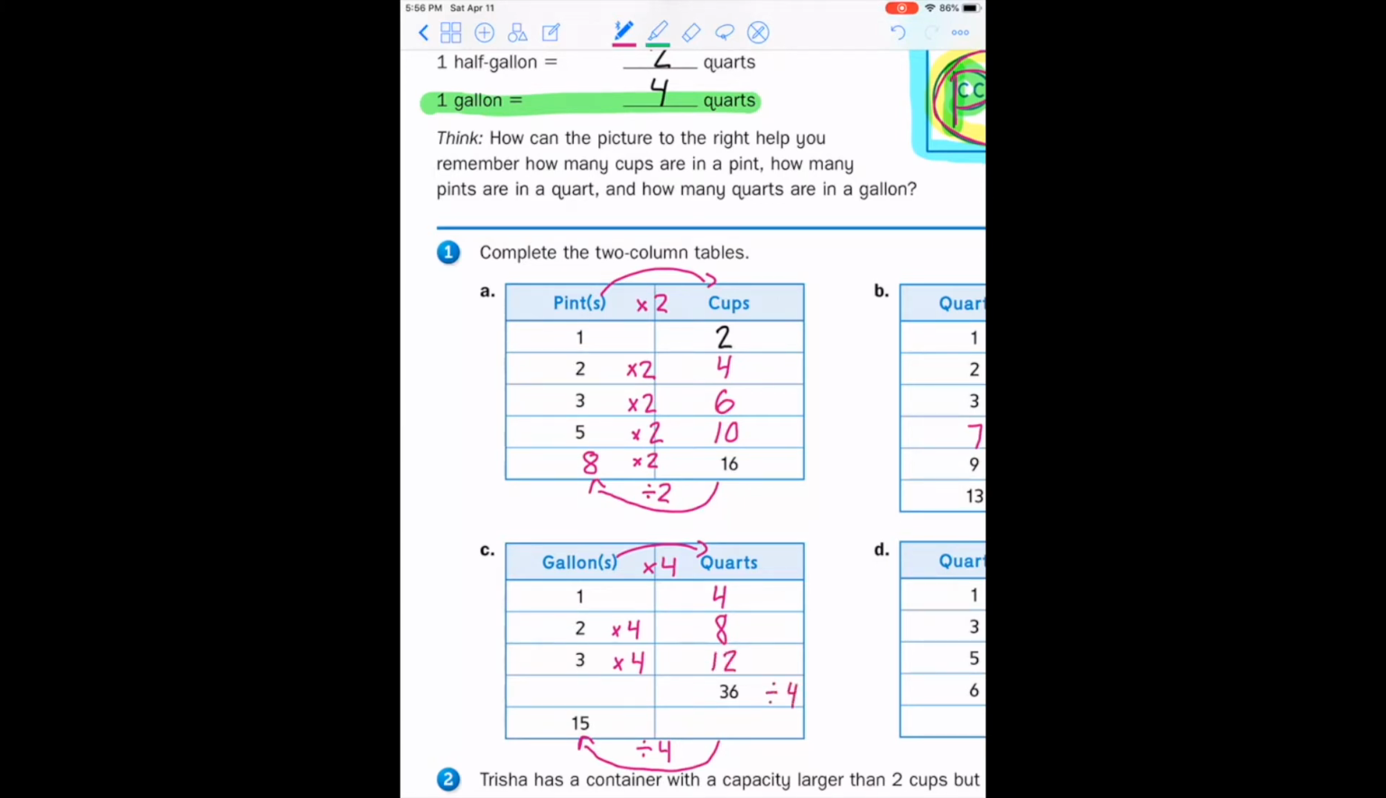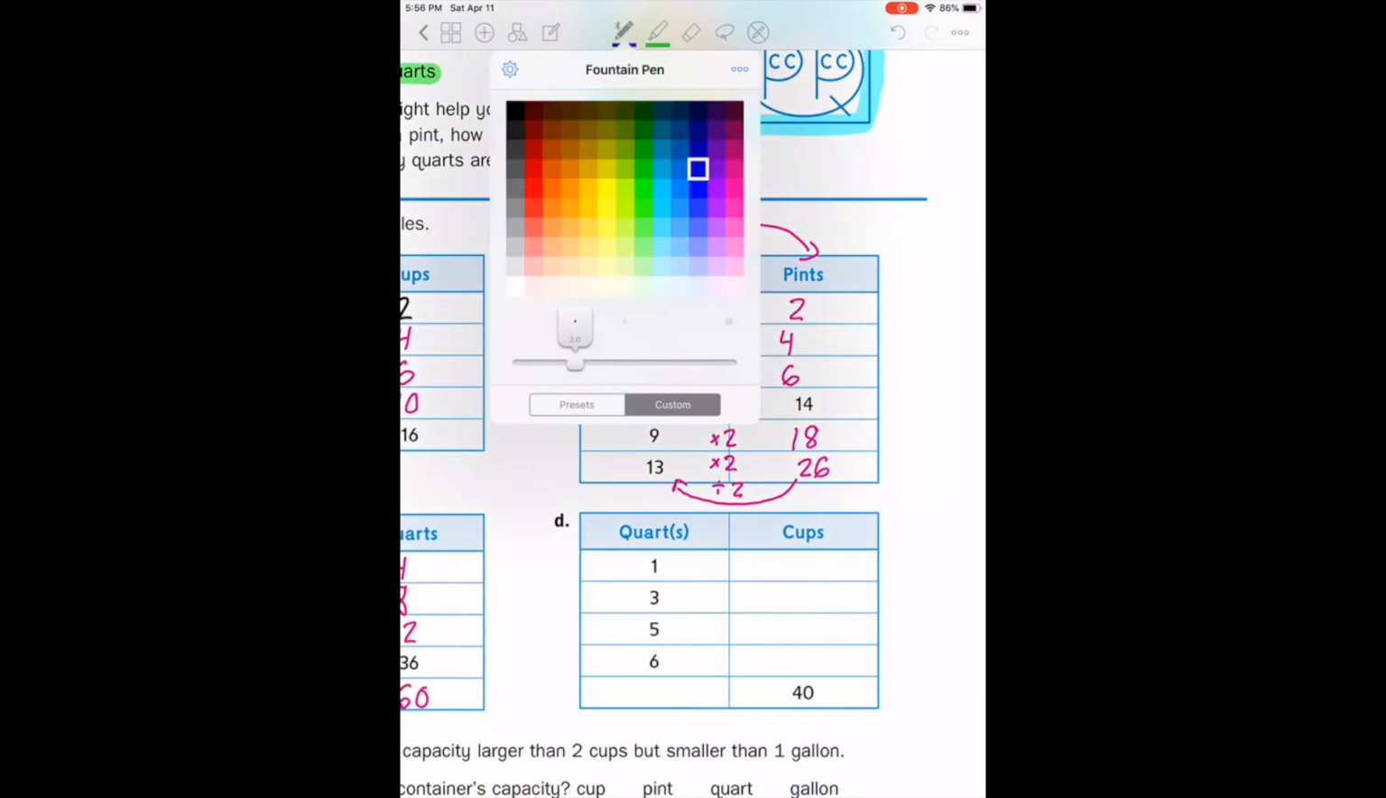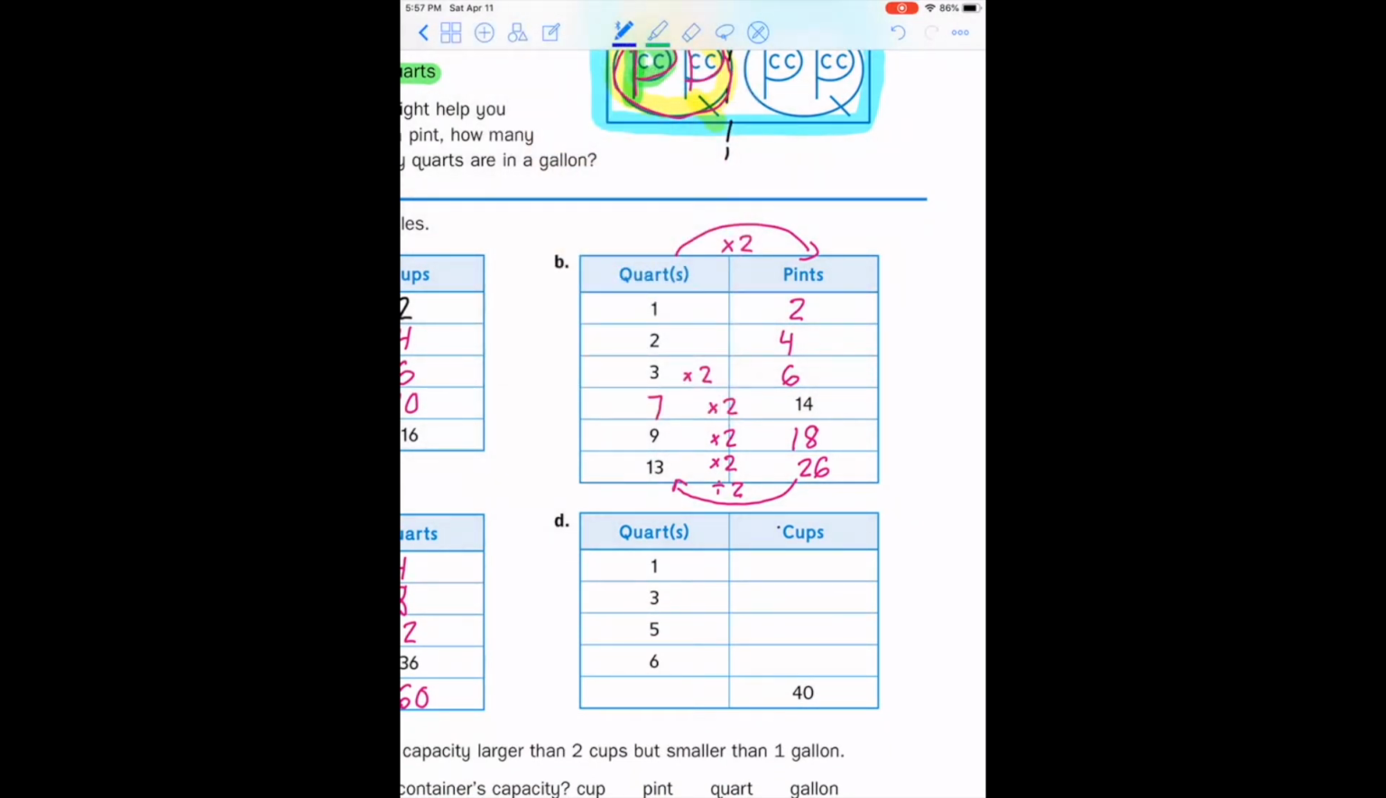36 divided by 4 is 9. And I want to check my answer. So I'm going to do 9 times 4, and that gives me 36. And then 15 times 4 is equal to 60. So 15 gallons is equal to 60 quarts. Okay, D, we are going from quarts to cups. So from quarts to cups.